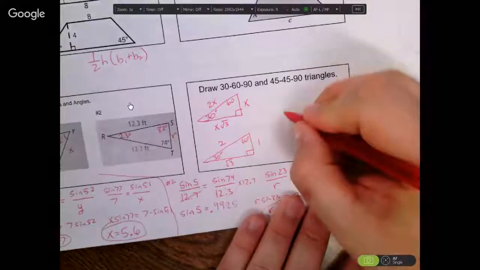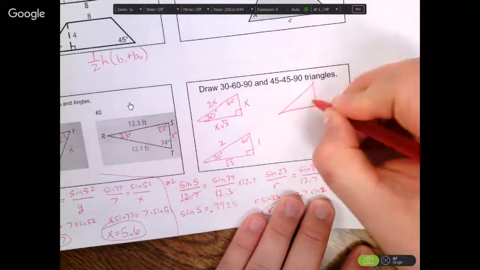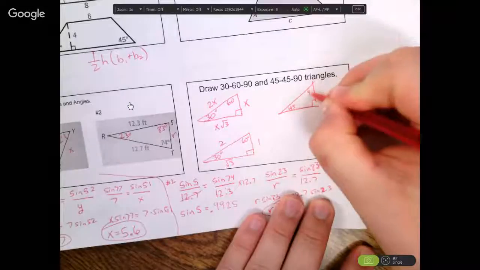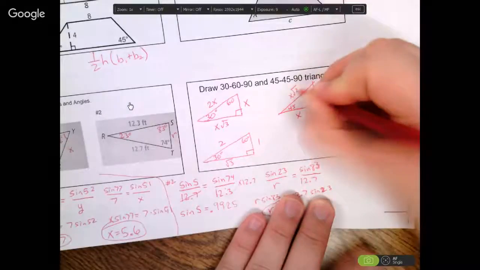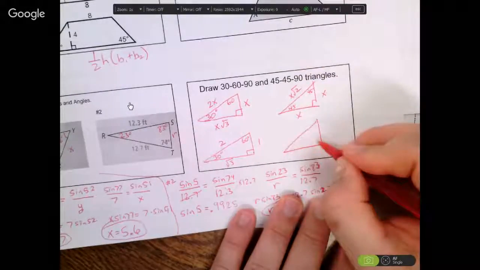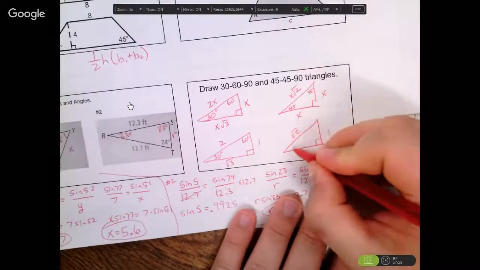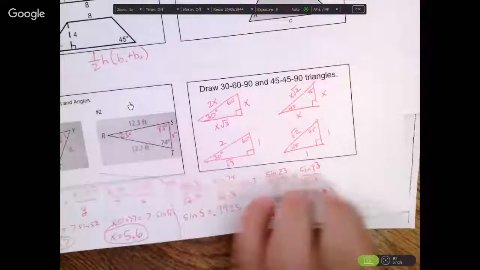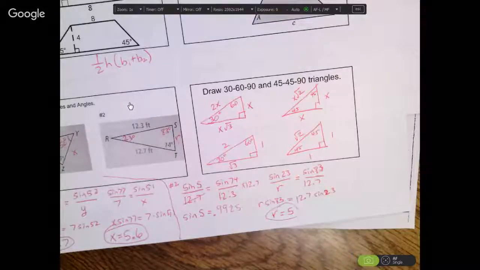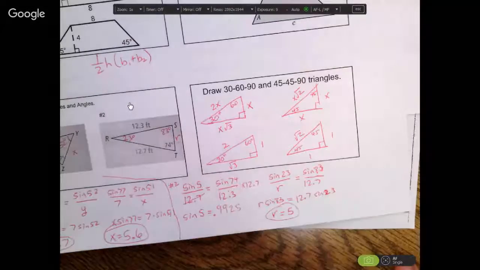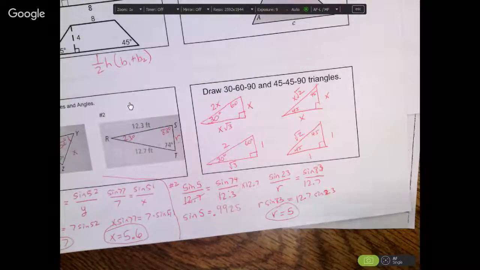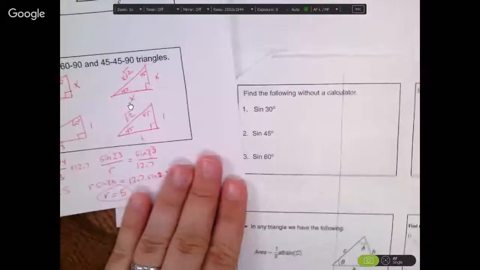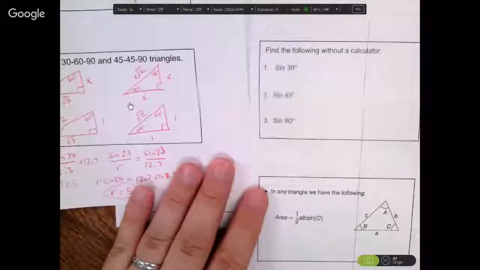And then the other triangle we have to deal with is 45, 45, 90. This one is x, x, and radical 2. x radical 2, or 1, 1, radical 2. How are we gonna do math in our head with radical 3? Well, I'll show you right now. So let's say we had this next question, which is basically what we're going to be asked to do.